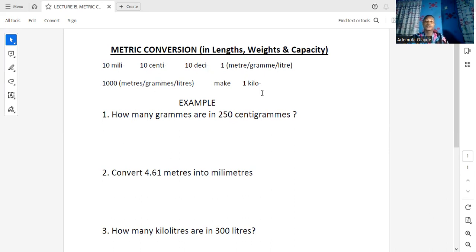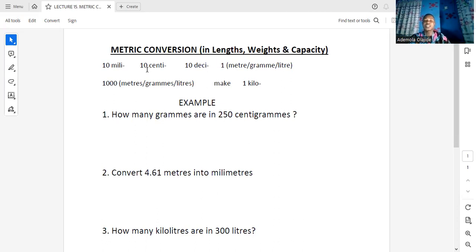Then we come to their kilo. So what matters here now is that you try and memorize these prefixes. Milli, they work the same way. If you say 10 millimeters make 1 centimeter, it's the same thing as under weight. It's the same thing as 10 milligrams make 1 centigram. Then under capacity too, it will be 10 milliliters make 1 centiliter.